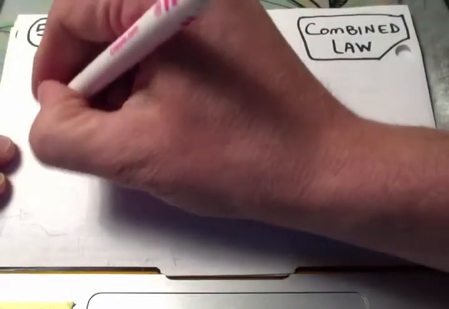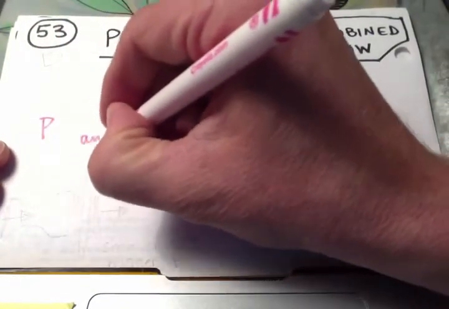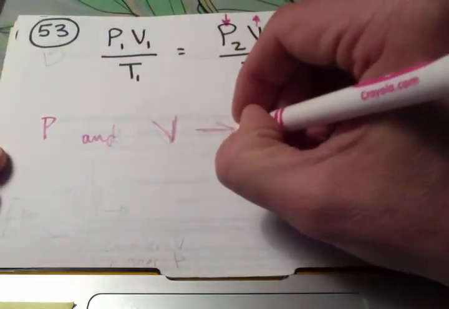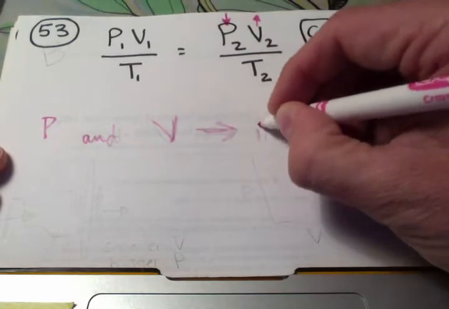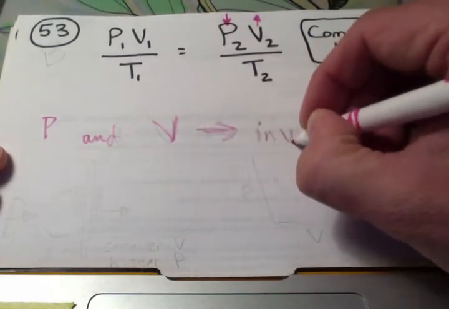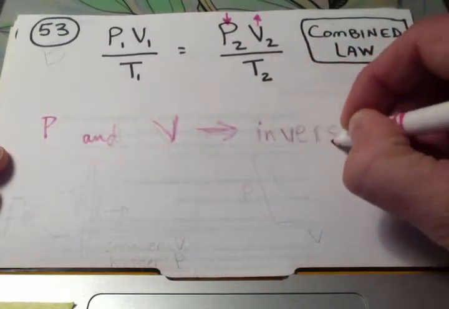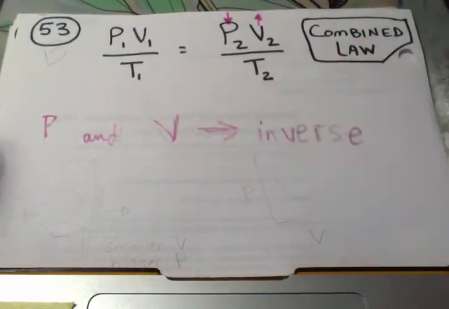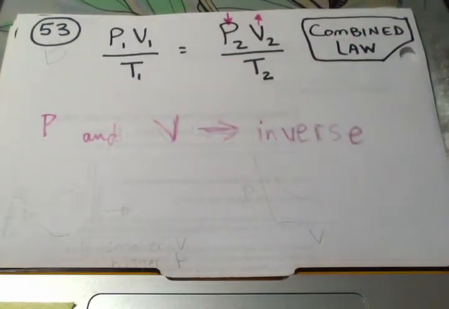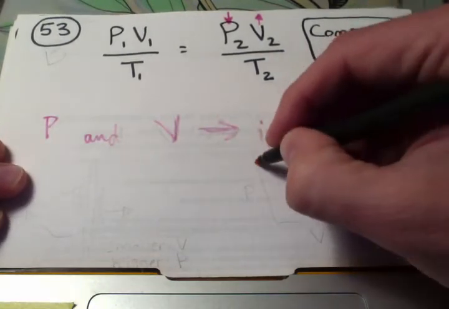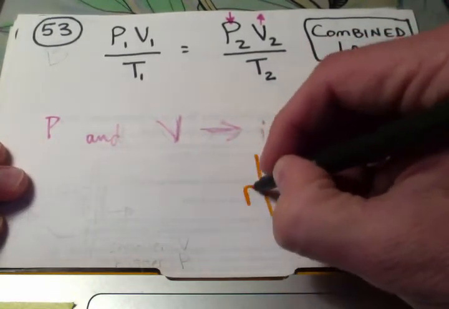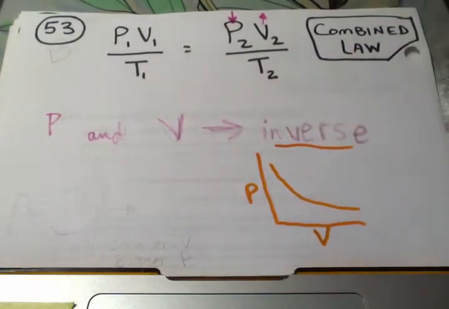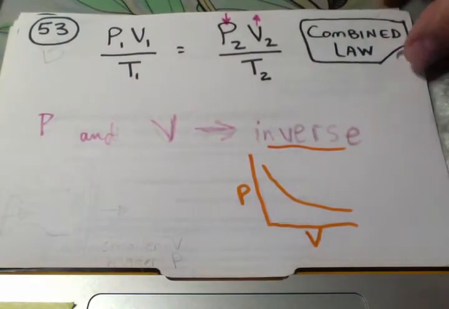So what do we call that? When pressure and volume, just to keep that true, we call that kind of relationship inverse. And that is a key word with pressure and volume: inverse. Yes, pressure versus volume is an inverse relationship.